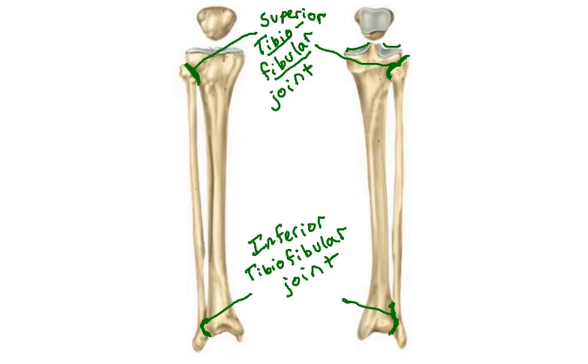Now your shin bone is just the anterior surface of the tibia, and that's where your shin is, and we call this the anterior margin.